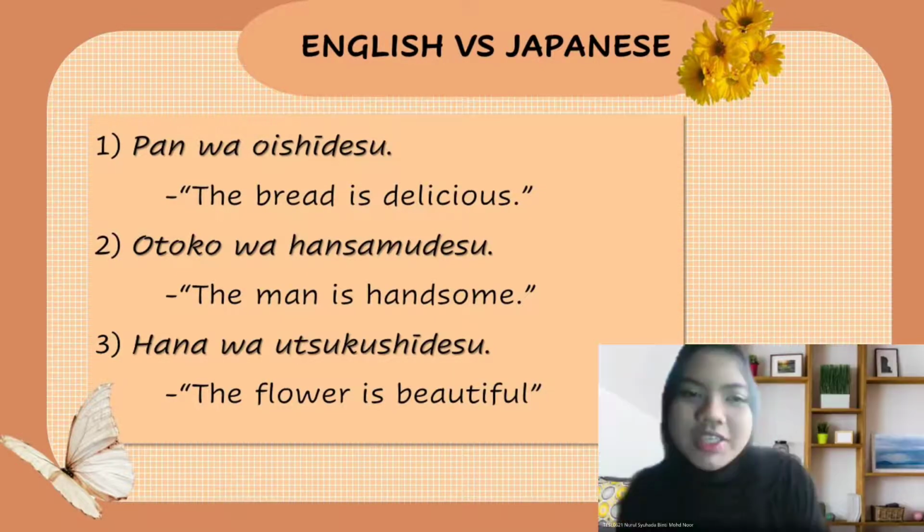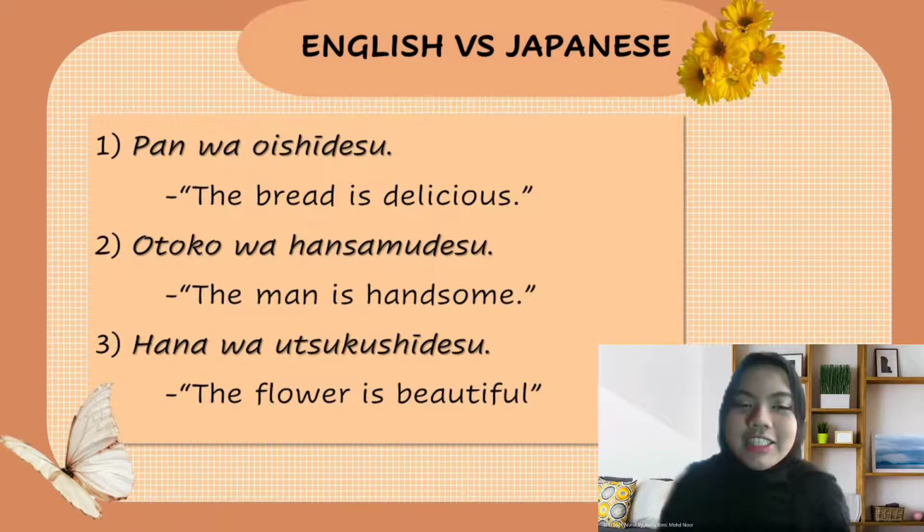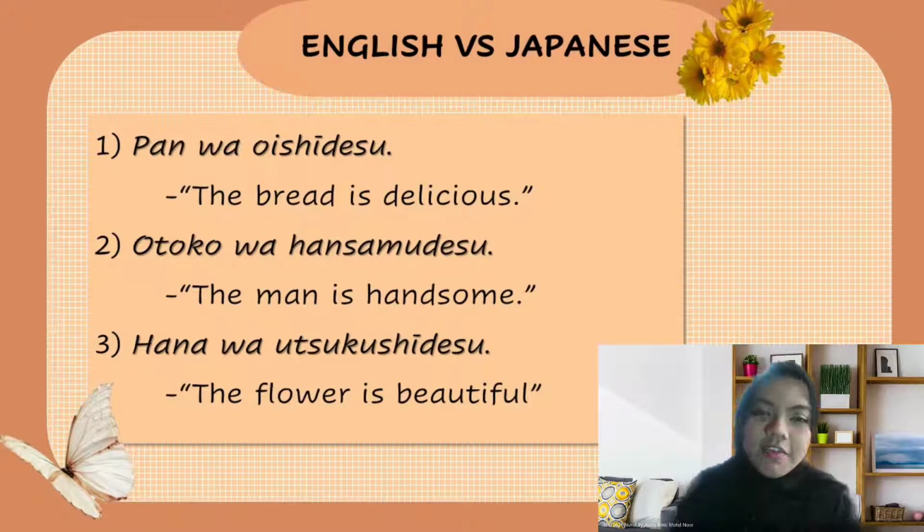Sure, Sabrina. Okay, let us look at the sentences. The first sentence is Pan wa oishii desu, meaning the bread is delicious. The second sentence is Otoko wa hansamu desu, meaning the man is handsome. The last sentence is Hana wa utsukushii desu, meaning the flower is beautiful.